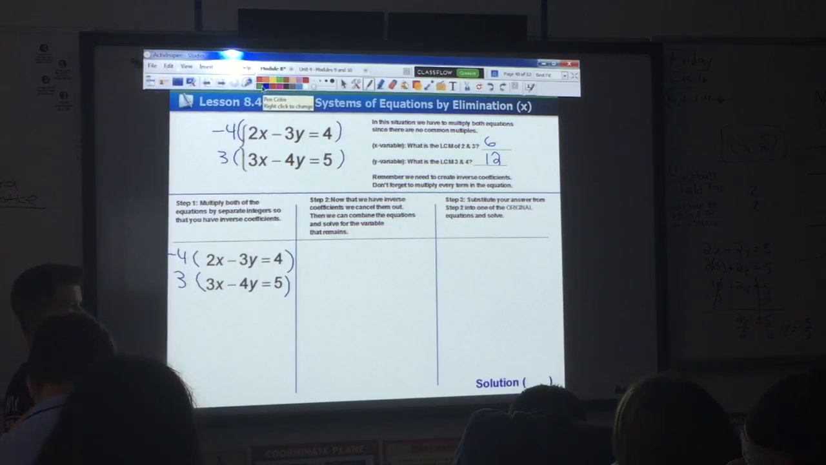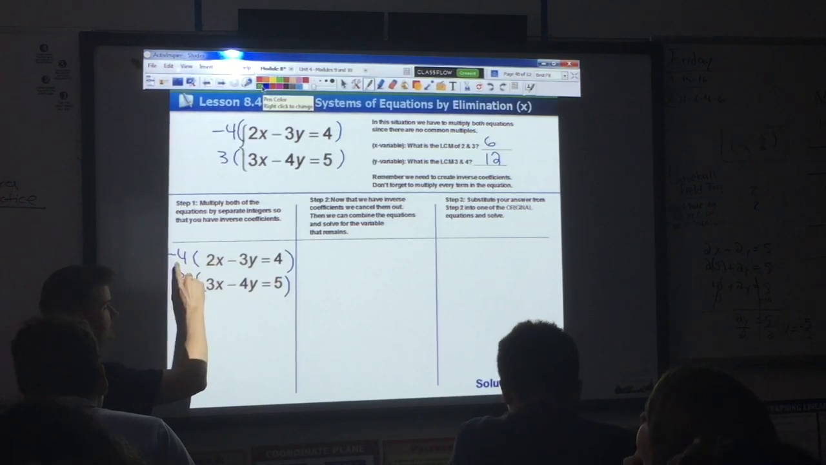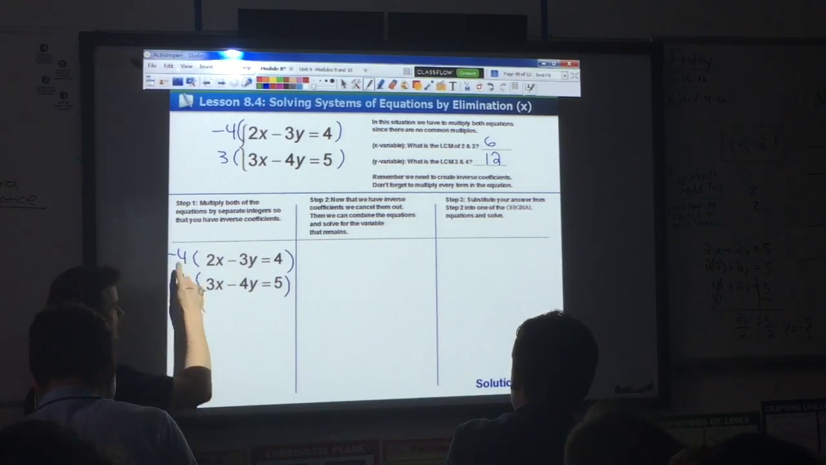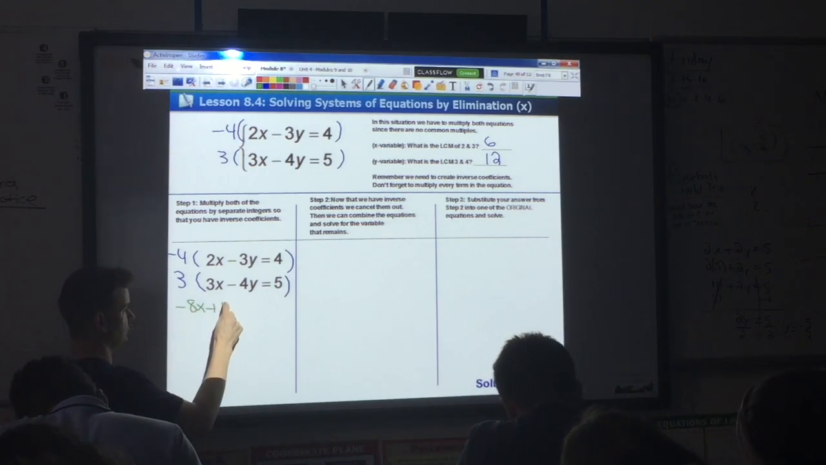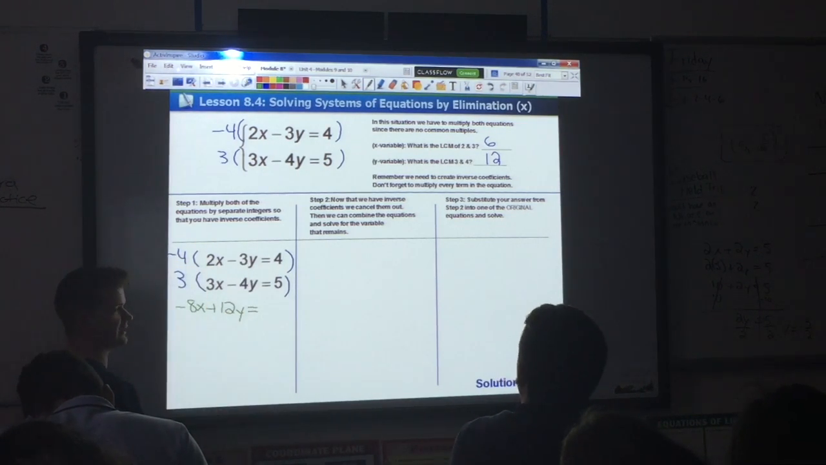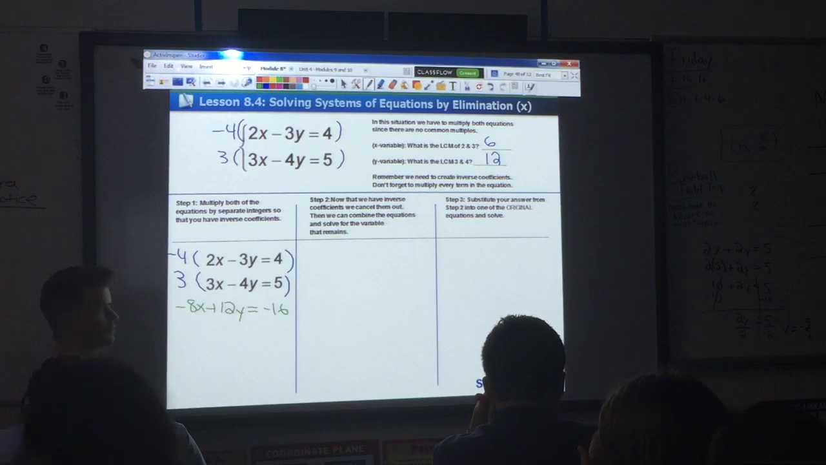So we do the multiplication. Please don't forget to multiply every single term. Negative 4 times 2x gives me? Negative 8x. Negative 4 times negative 3y gives me? Positive 12y equals. Negative 4 times 4 gives me? Negative 16. This is where you have to be oh so careful with all your signs and symbols.